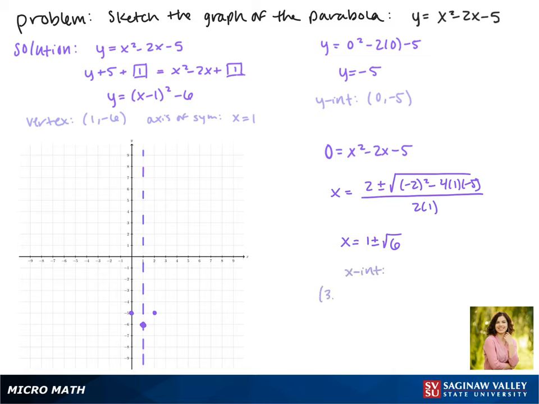That's hard to graph, so working it out on a calculator, we get the points 3.450 and negative 1.450. So 3.45 is pretty close to 3.5, and then negative 1.45 is pretty close to negative 1.5. Remember to try and approximate the curve of a parabola, don't draw straight lines. So this is the graph of our equation.